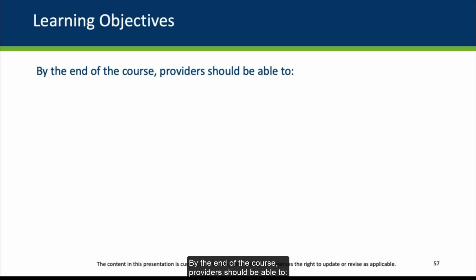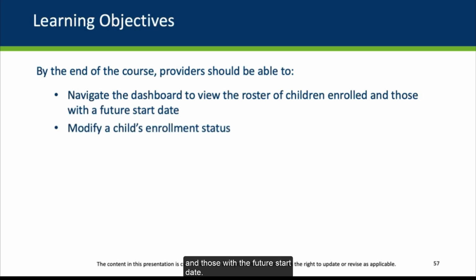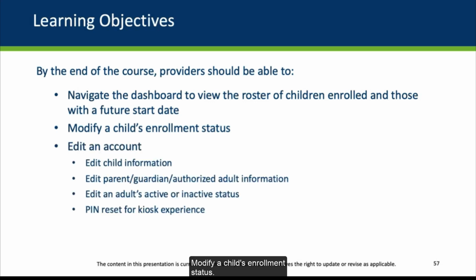By the end of the course, providers should be able to navigate the dashboard to view the roster of children enrolled and those with a future start date. Modify a child's enrollment status. Edit an account, such as edit child information, edit parent, guardian, or authorized adult information, edit an adult's active or inactive status, or pin reset for the kiosk experience.